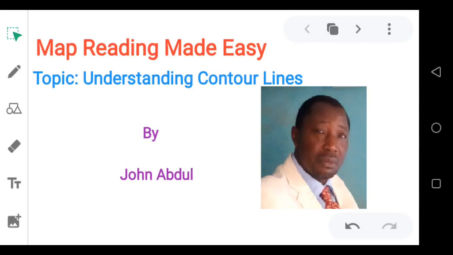Today we are going to be looking at a new topic, contour lines. Understanding contour lines.